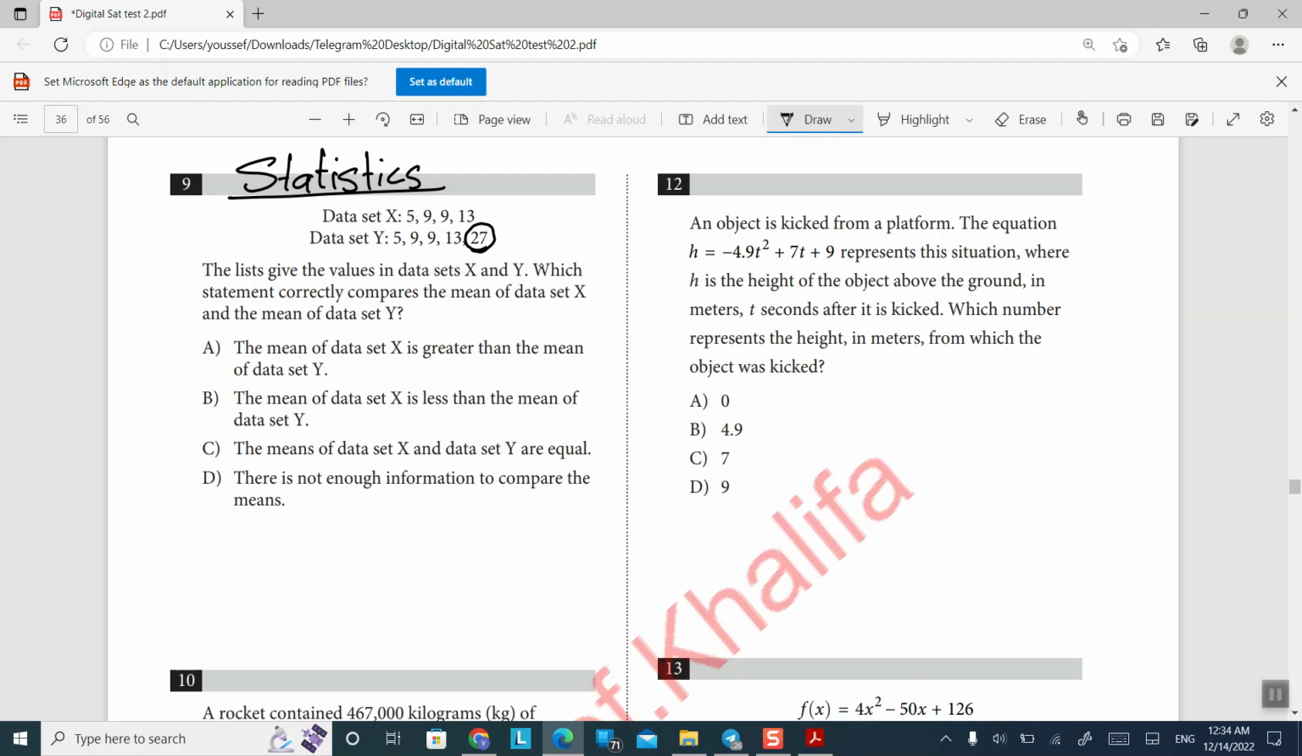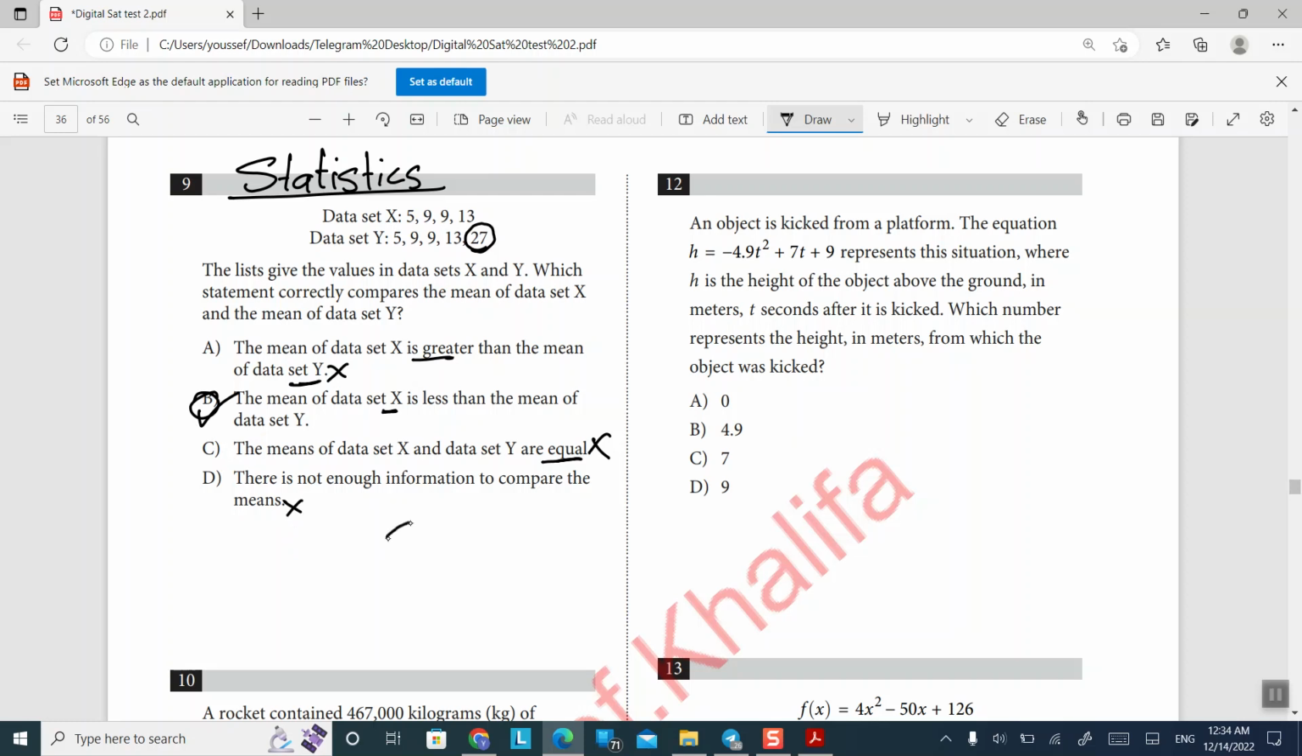Okay, so let's search for that answer in the choices. In A, it says that the mean of data set X is greater than the mean of set Y, which is completely incorrect. B, the mean of data set X is less than the mean of set Y. That's correct. C, the mean of data set X and data set Y are equal. Incorrect. D, there is not enough information to compare the means. Completely incorrect. We have enough information to do so.